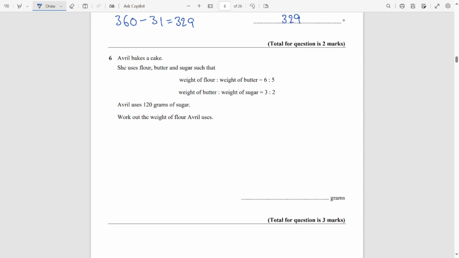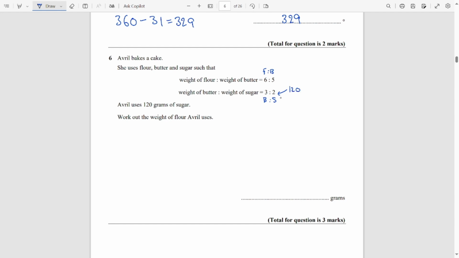Okay, now we have a baker. She is using 120 grams of sugar. I want to know the weight of flour that she uses. So here we have flour to butter. Here I have butter to sugar, and I'm told the weight of the sugar. So what that means is that this part here, sugar, is 120 grams.